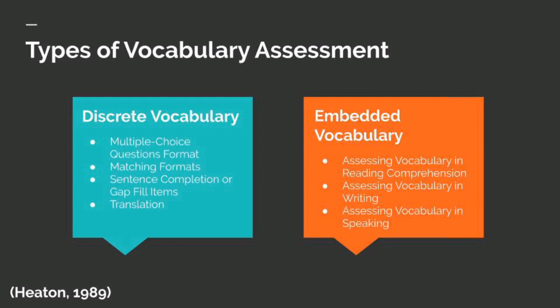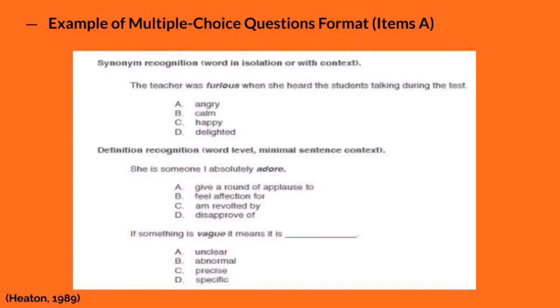In the discrete vocabulary, we have multiple choice, matching formats, sentence completion or gap fill items, and also translation. While in the embedded vocabulary, we will have such as assessing vocabulary in reading comprehension, in writing, and also in speaking. And now move on to the examples.